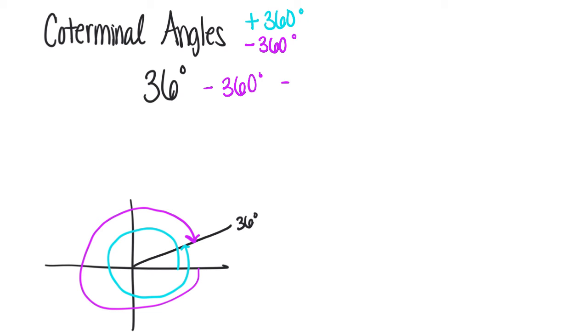I get negative 324. But sometimes what you're doing is increasing the number of times you're going around the coordinate plane. So if I do it one more time, minus 360, I get our answer to be negative 684 degrees.